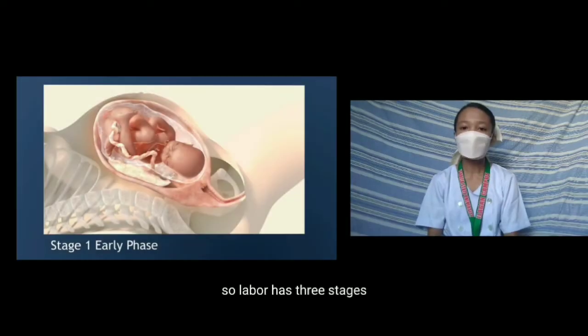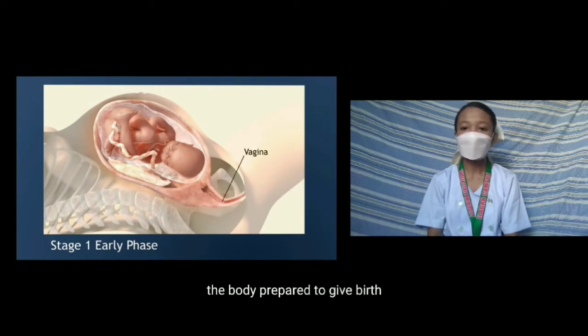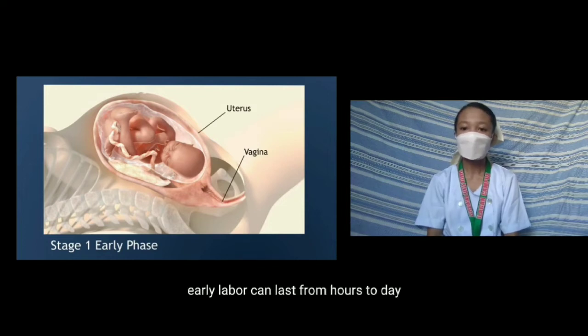So labor has 3 stages. In the first stage of labor, the body prepares to give birth. There are 2 phases, early and active. Early labor can last from hours to days. First-time moms may spend more time in this phase. The cervix, or the opening to the uterus, begins to soften, efface or thin out, and dilate or open. The cervical changes are necessary so the baby can pass through.